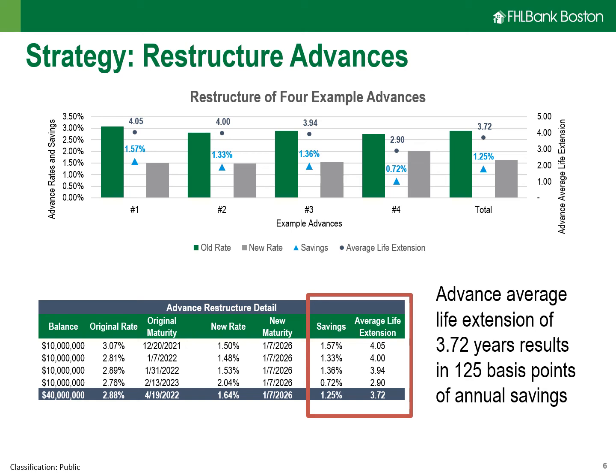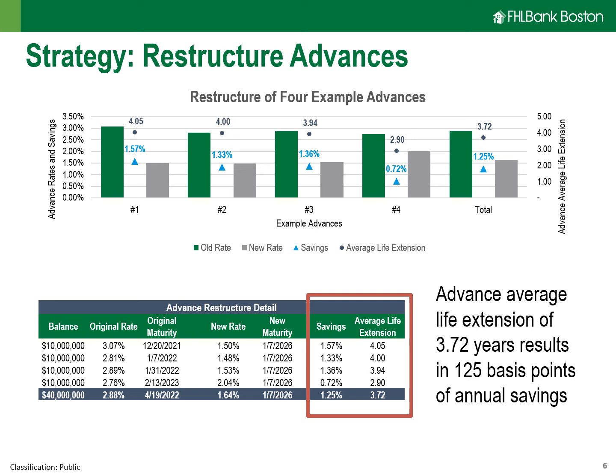This is an advance that has an original maturity of December 2021 at a rate of 3.07%. If that member were to prepay the advance, they would incur a sizable fee. However, by restructuring the advance to a 5-year maturity, the member would avoid taking any prepayment fees and could reduce the rate on the advance to 1.5%, which is a savings of 157 basis points.